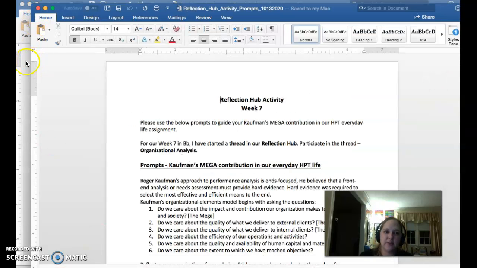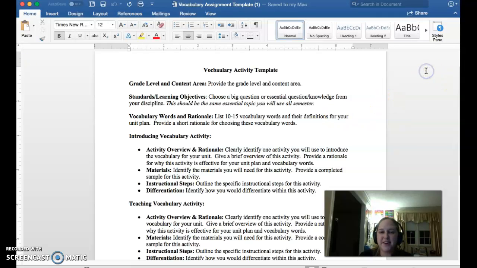Whoops, that's not the right assignment. Here we go. So the template looks the same as you're used to. The big difference is that underneath your standards in your big essential question, you have to give me a vocabulary list. And I'm just asking for 10 to 15 words and their definitions, because I'm thinking about it largely as part of a unit.